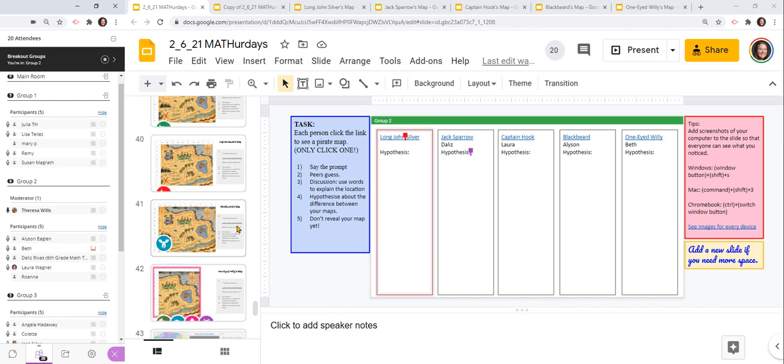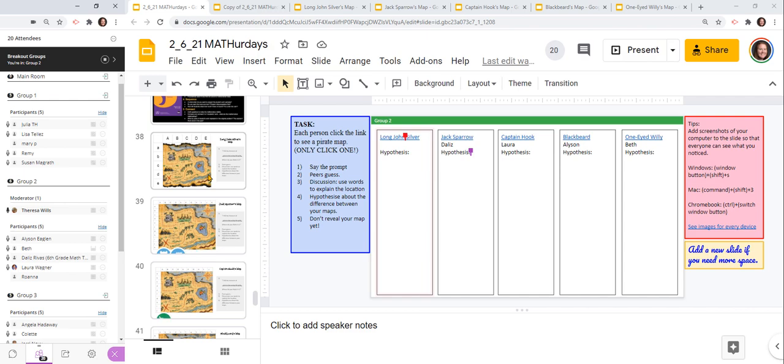Hi there, group. At this point, I'm going to pull everyone back in 4 minutes. If you would like to, you may now look at the other captains' maps. I've posted them starting on slide 38 for your convenience, and see if any of your thoughts and hypotheses panned out.